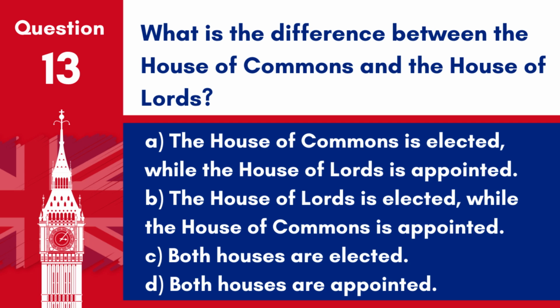Question 13. What is the difference between the House of Commons and the House of Lords? A. The House of Commons is elected, while the House of Lords is appointed. B. The House of Lords is elected, while the House of Commons is appointed. C. Both houses are elected. D. Both houses are appointed. Answer. A. The House of Commons is elected, while the House of Lords is appointed. Members of the House of Commons are elected by the public, whereas members of the House of Lords are appointed.